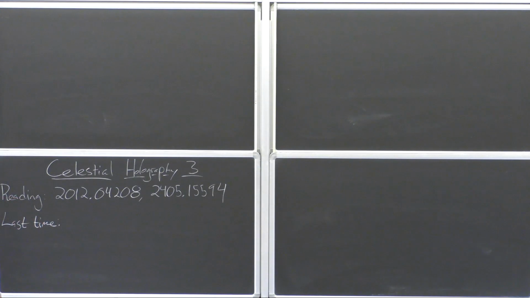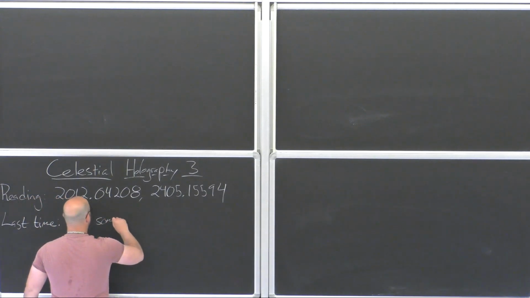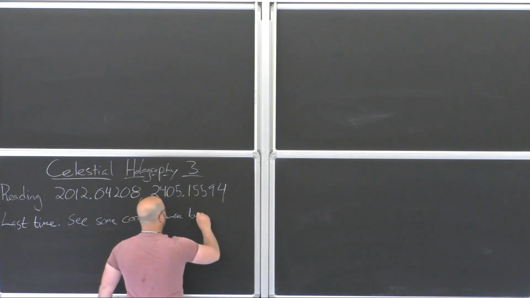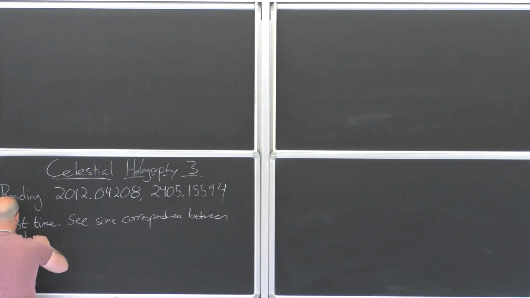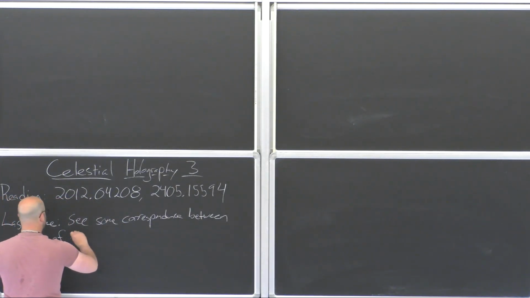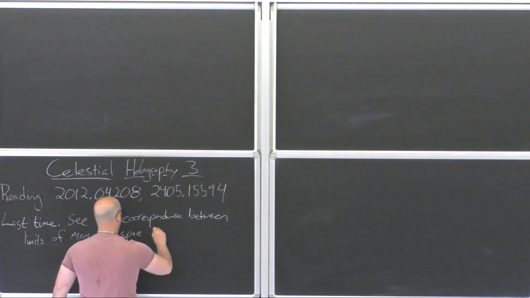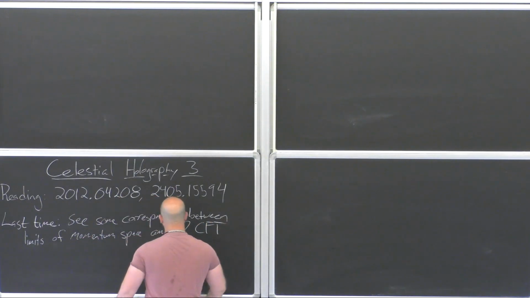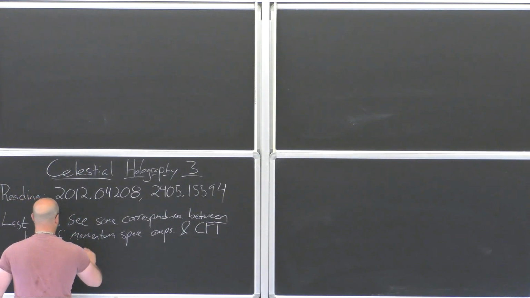Last time we saw that working with this conformal primary basis that we've defined, we could see some sort of correspondence between limits of momentum space amplitudes and some sort of CFT data on the celestial sphere.